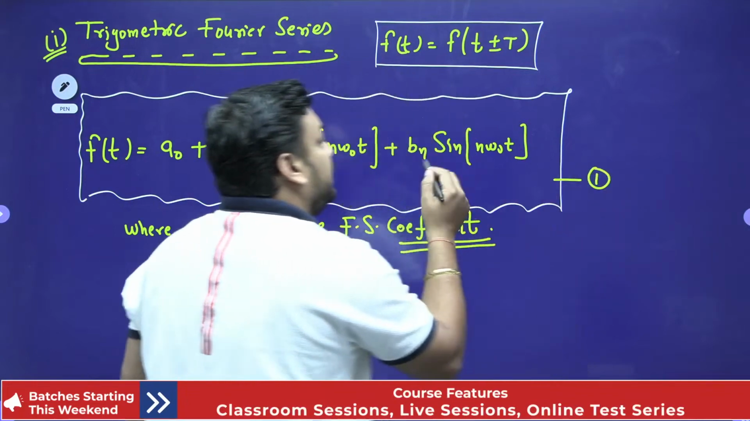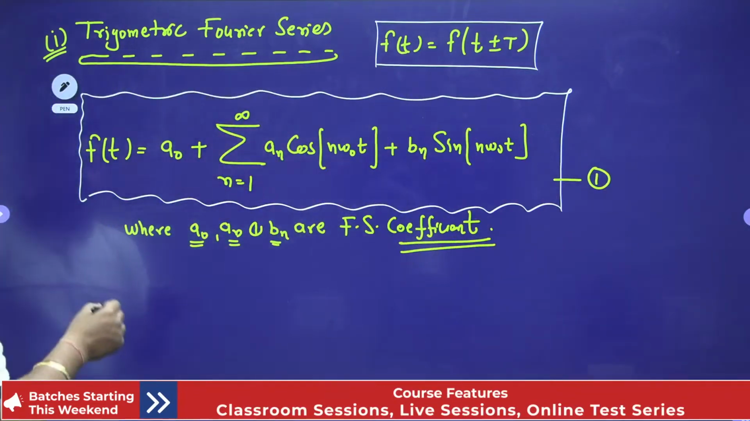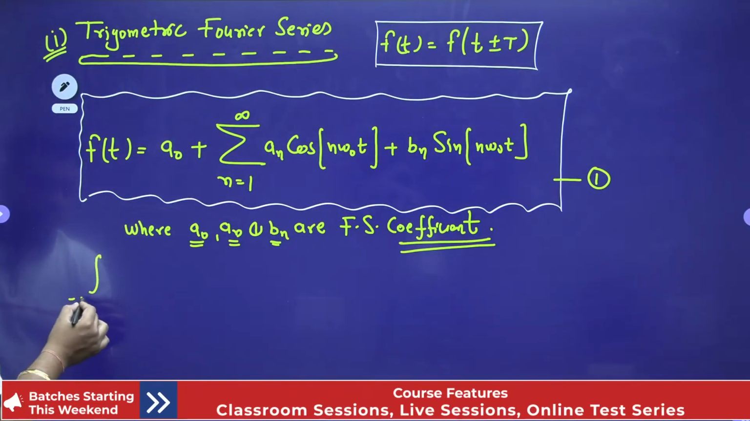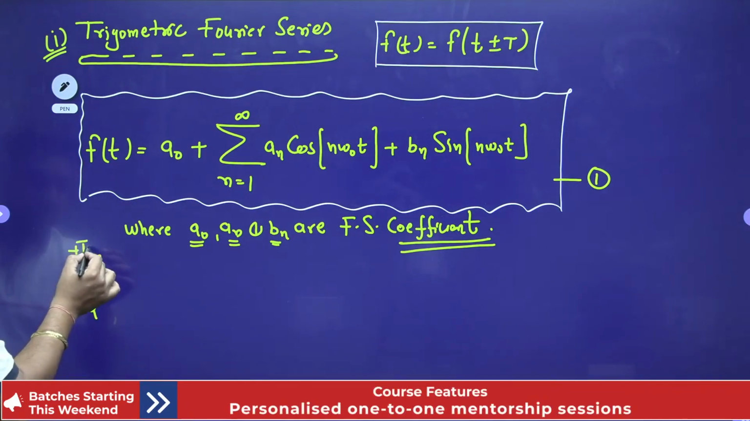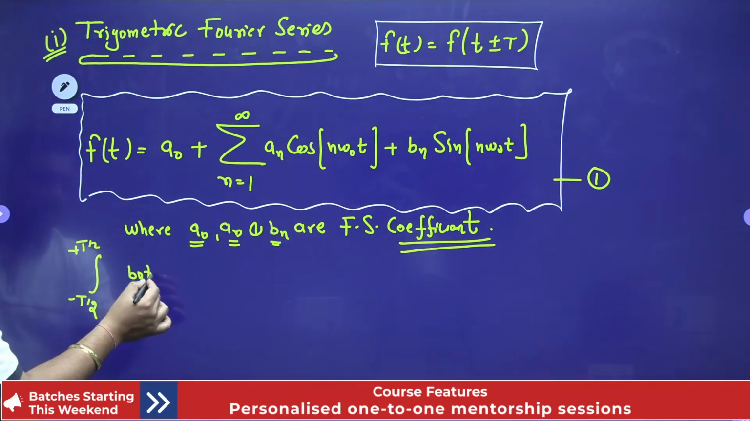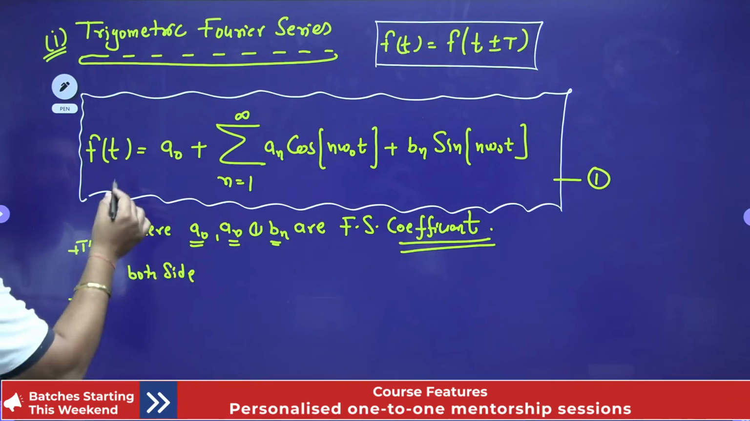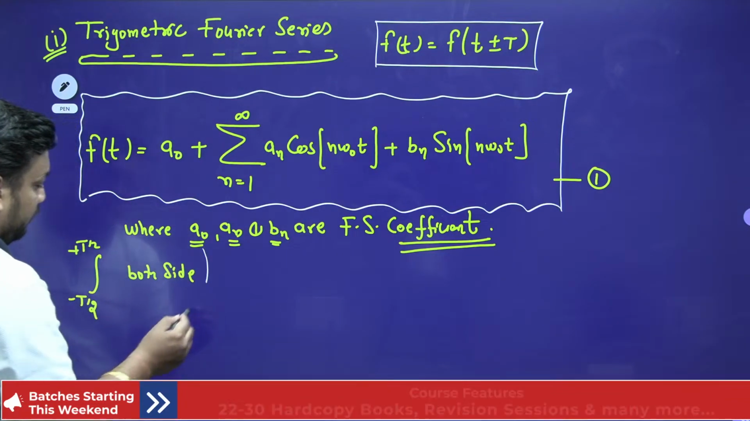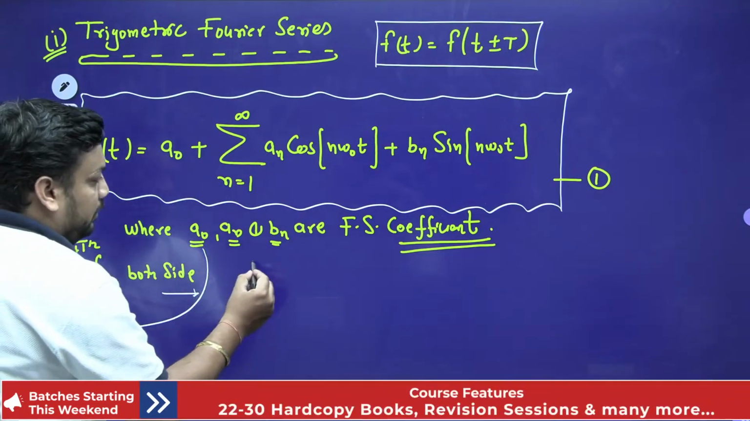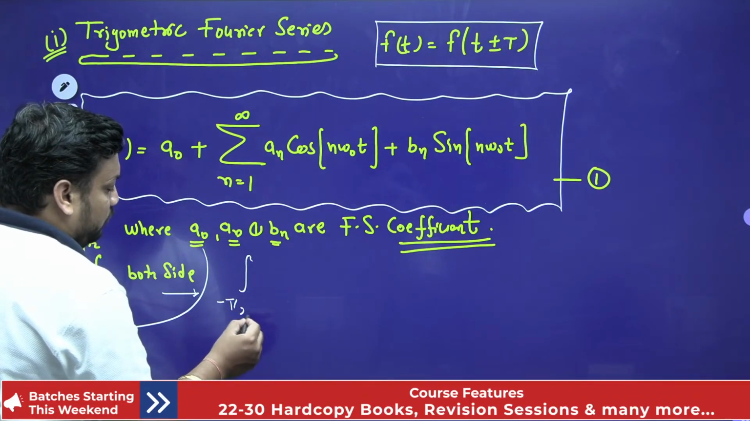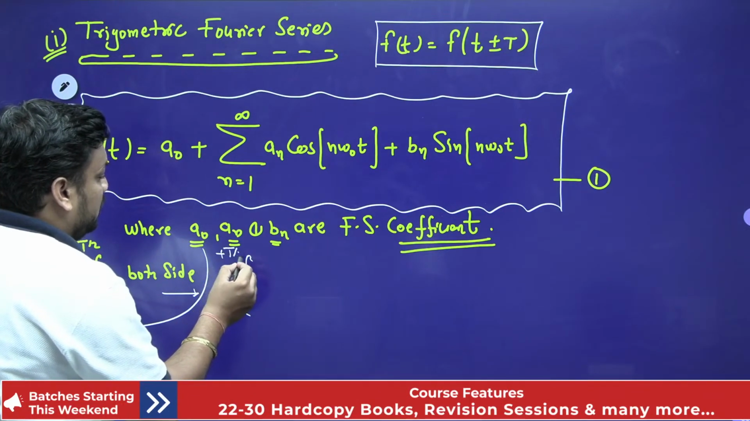If I integrate this equation on both sides over the interval minus T by 2 to T by 2, students, what will this equation become when you integrate? I am writing with a small font size, integral from minus T by 2 to plus T by 2.